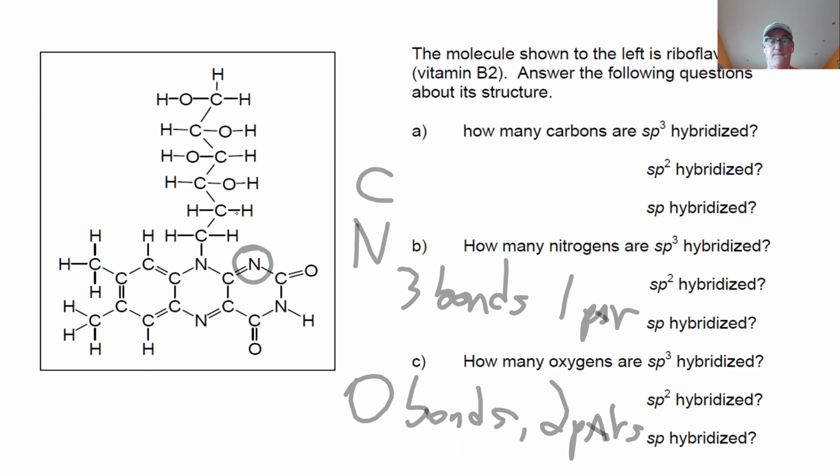Like for instance, that nitrogen that I just circled, once you add the lone pairs, then it has 1, 2, 3 regions of electron density. It's got the lone pair, it's got a double bond, and it's got a single bond, for 1, 2, 3 regions of electron density. What hybridization is that?